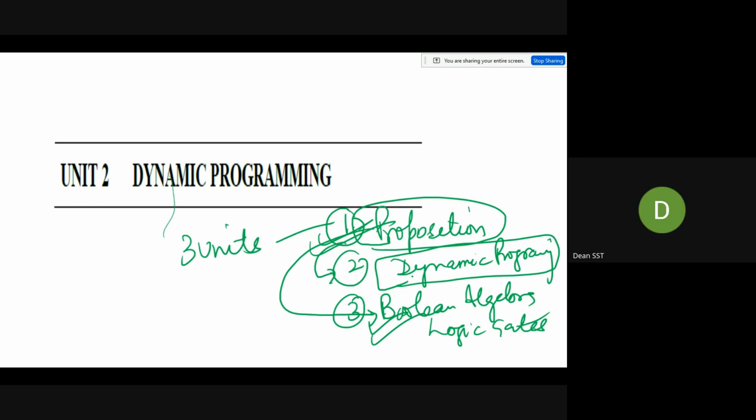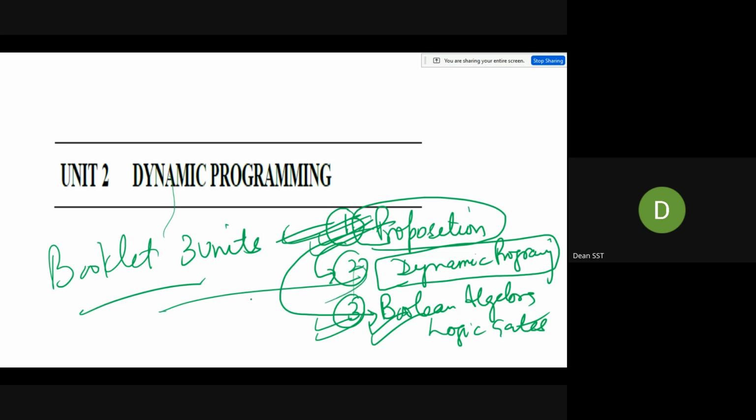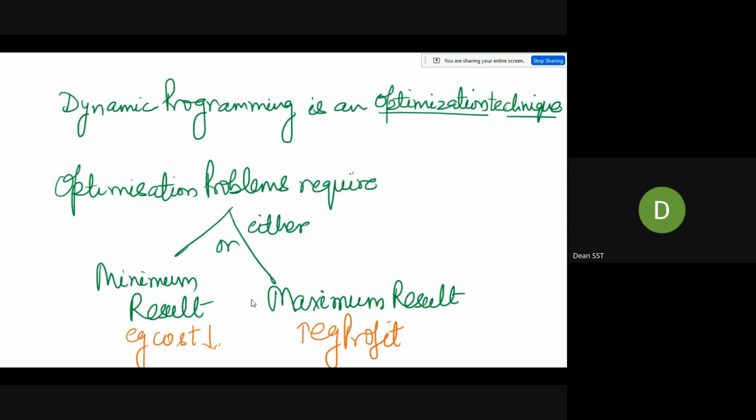Is it clear, class? Yes, ma'am. It was having 3 units. We have completed proposition and Boolean algebra, and now we are going to the second unit, that is dynamic programming. Fine. Is it clear? Class, is it clear? Okay.